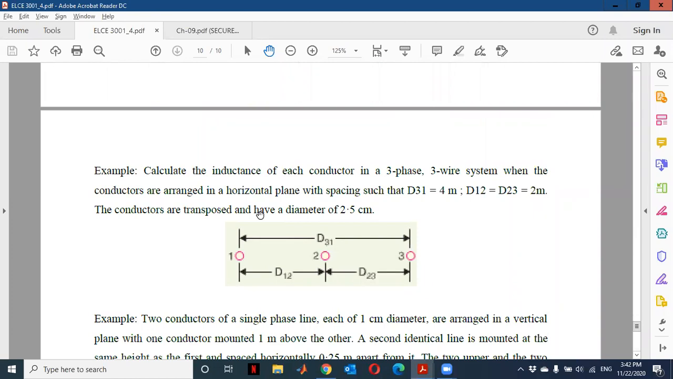Okay, next lecture we will solve these examples.